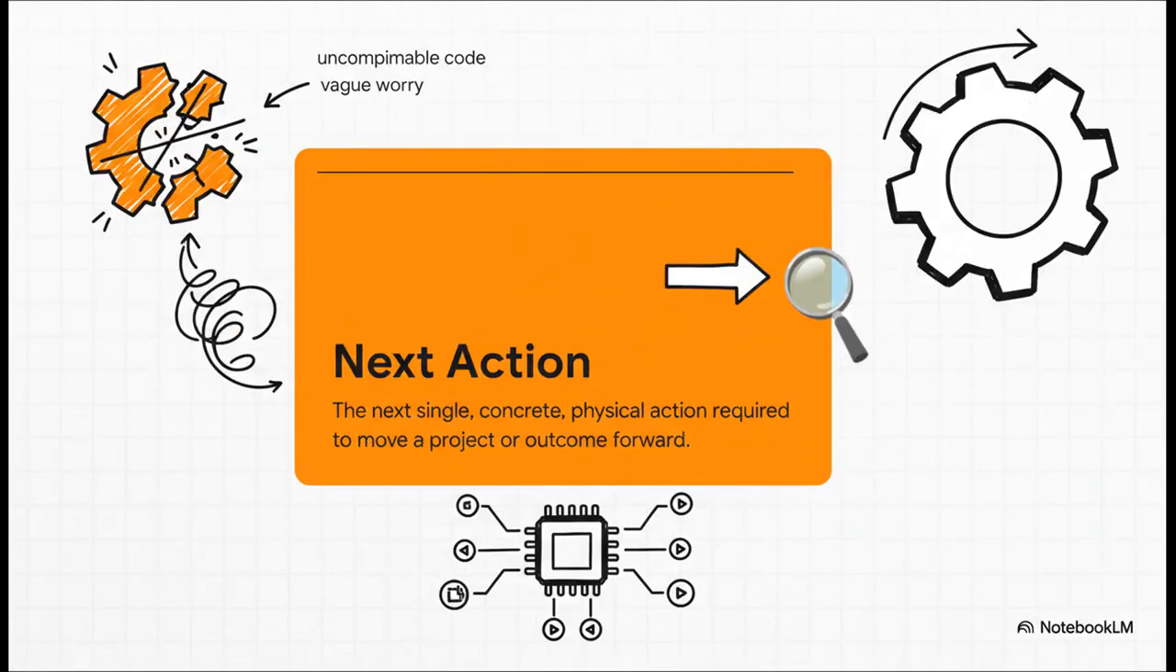So what do we do with all this stuff we've captured? Well, a vague worry like "handle taxes" is basically uncompilable code. Your brain just throws errors trying to process it. It doesn't know what to do. So we clarify it. We turn it into a next action. It becomes a single, concrete, totally executable line of code that your system can run without any confusion.